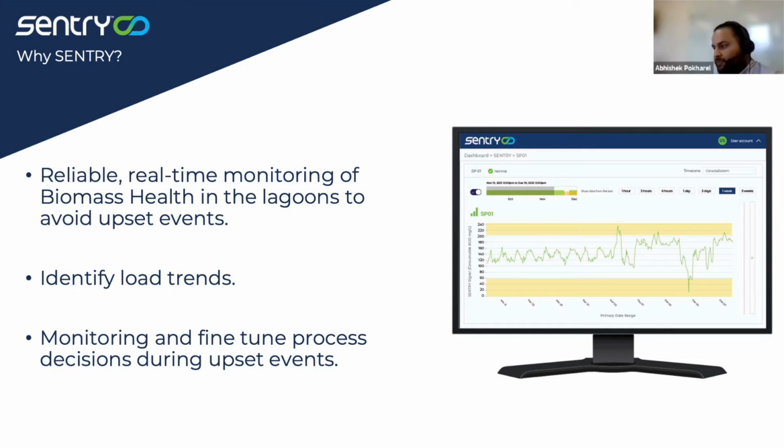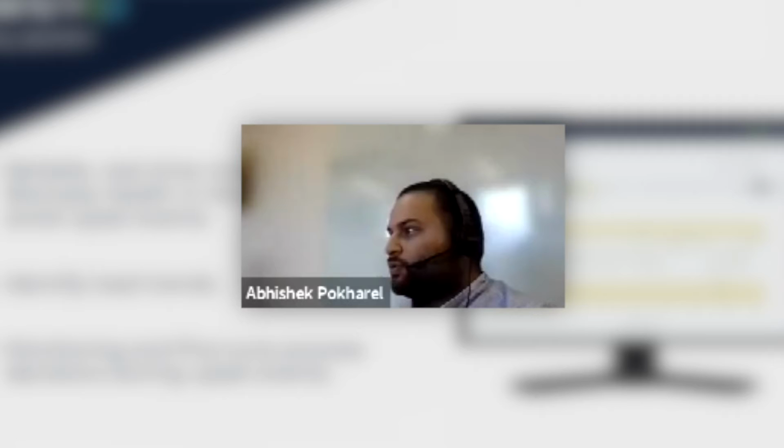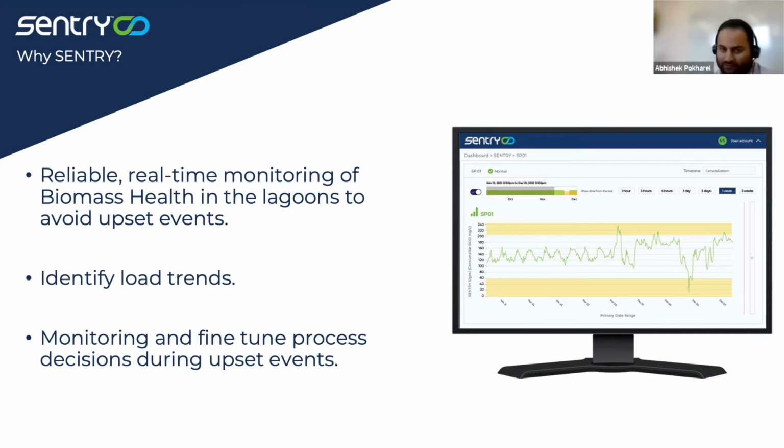How does SENTRY help the client? So SENTRY helps the client with real-time monitoring of biomass health at their lagoon, and also helps to identify impacts of loads, like what happens when the temperature goes way below freezing point, when there is shutdown, when they introduce molasses to keep the microbiome active during the shutdown events, and etc., giving us an inside look into what's actually happening in their treatment, rather than just measuring influent and effluent.